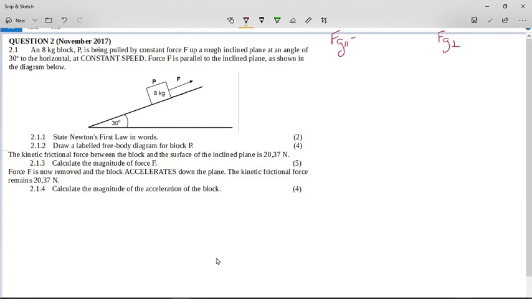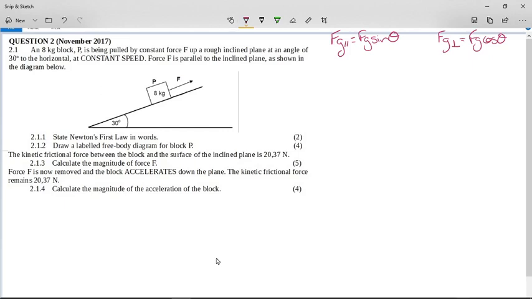And it is your job to remember that Fg parallel is equal to Fg sine theta and Fg perpendicular is equal to Fg cos theta, where Fg is synonymous with the weight, which is the mass times the acceleration due to gravity. But we like to use this Fg code to pretend that we do physics.